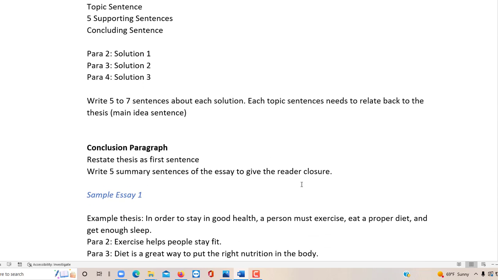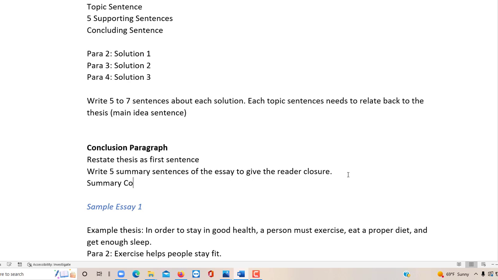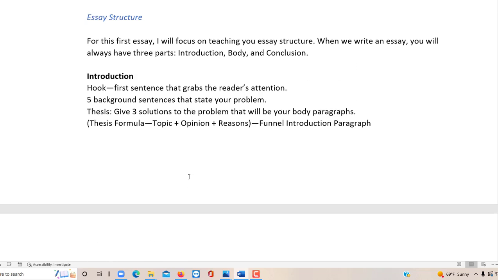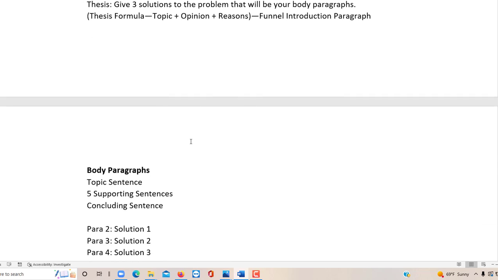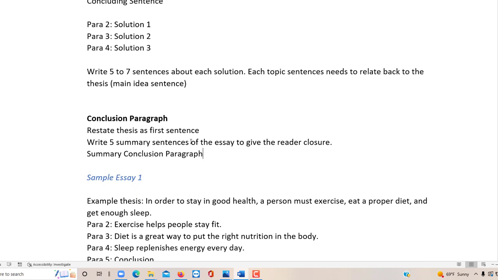When we have the conclusion paragraph, it's the opposite. It's just like a regular triangle, because we're going to start with something very, very specific, and we're going to end with something very, very general. And so this is known as a summary conclusion paragraph. Actually, there are many different kinds of conclusion paragraphs, and there are actually many different kinds of introduction paragraphs. And I will teach you about the different kinds of introduction and conclusion paragraphs later in this class.